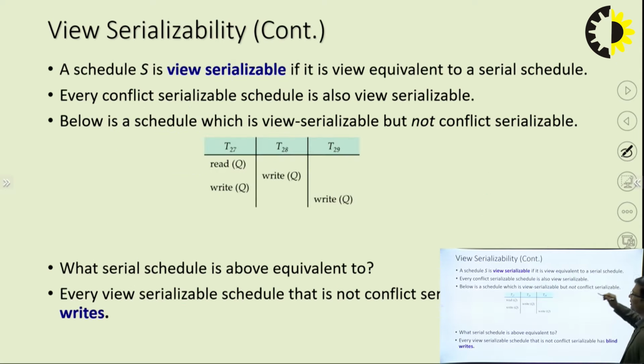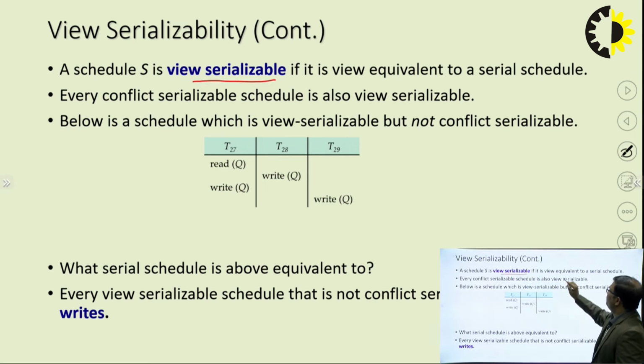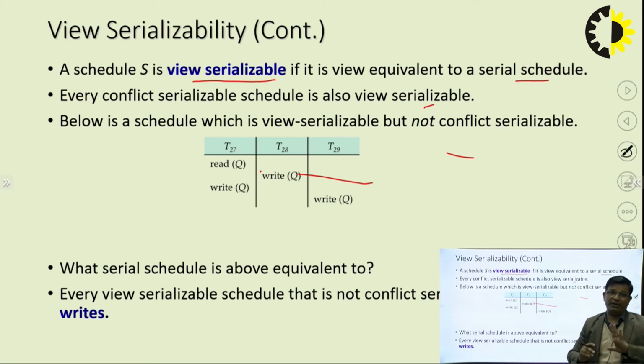Like for example, this is the case. Let's take one by one. A schedule S is view serializable if it is view equivalent to a serial schedule. Number two, every conflict serializable schedule is also view serializable. But this schedule is view serializable, but it is not conflict serializable. It is view serializable just because of the final write. We have followed the different types of view serializable condition. So this is view serializable, but it is not a conflict serializable schedule.